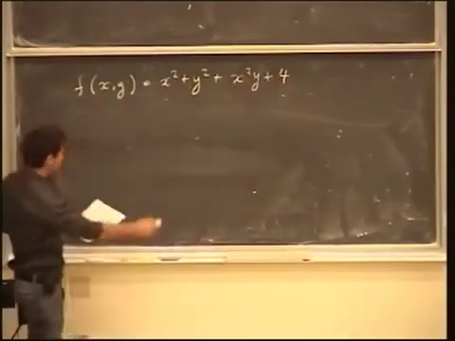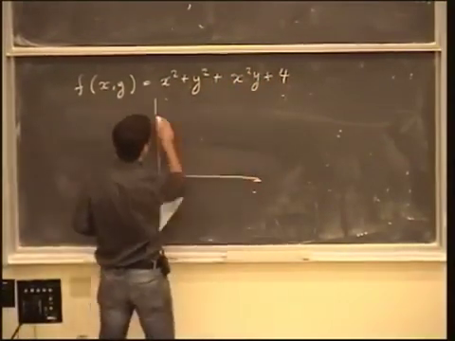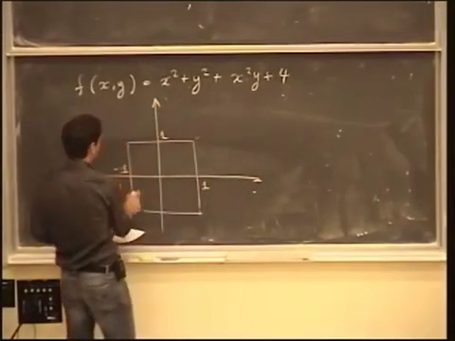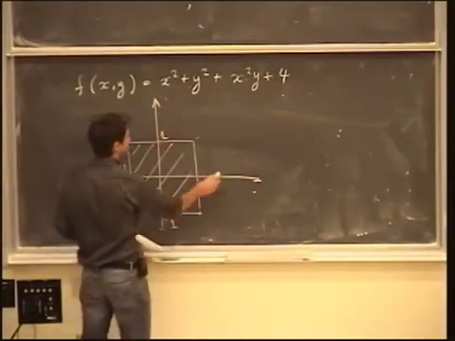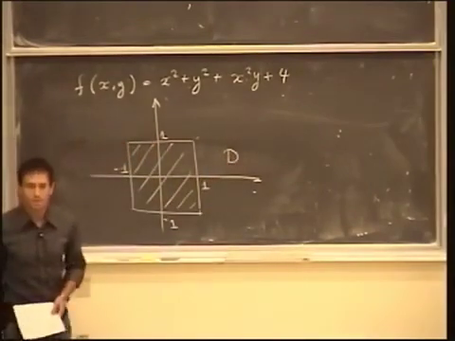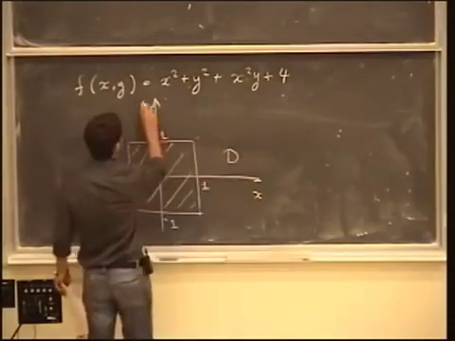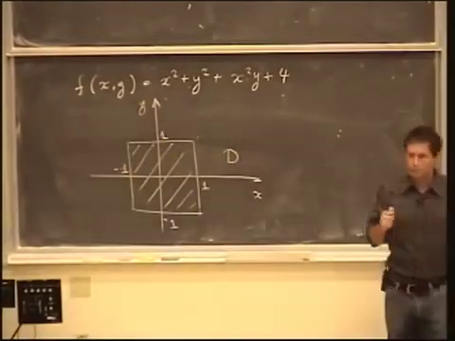We have this function, and we have the domain which I drew last time. It is a square. Each side is of length 2, which is situated on the plane like this. Okay, so we need to find the absolute maximum and minimum of this function.